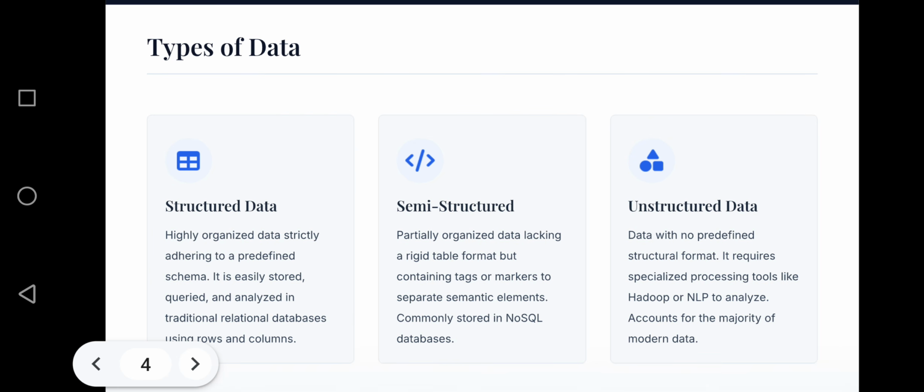Next one is semi-structured data. The word itself makes it clear. There will be some kind of structure, but it is not fully structured. Semi means halfway to structured. It is partially organized data lacking a rigid table format but containing tags or markers to separate semantic elements.